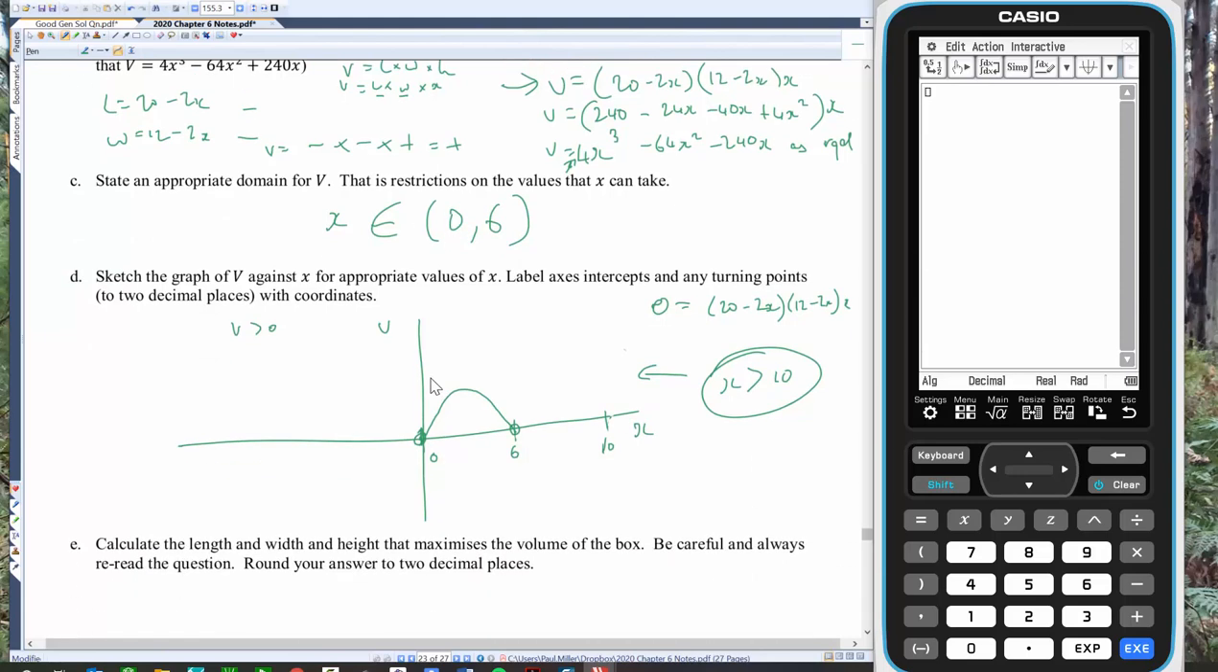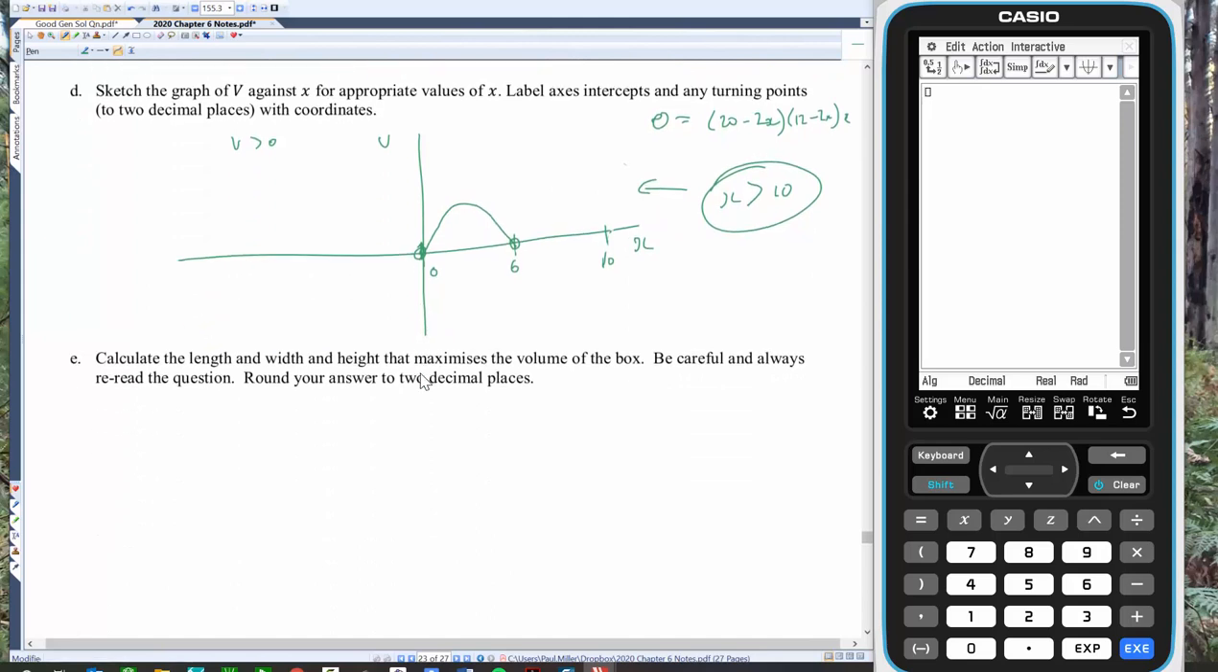All right, now what we want to do is calculate the length and width and height that maximizes the volume of the box. That's going to be the maximum volume. Now, it does not happen at 3. Okay, so the midpoint of a cubic function is not the maximum. So again, be very careful with cubic functions. They behave differently to quadratic functions. So to get this maximum here, the reality is what we're going to have to do is go to our calculator.